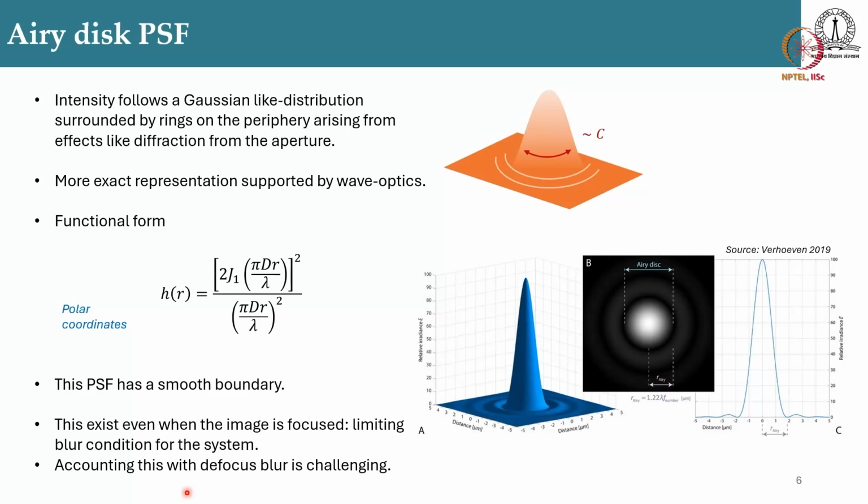The speciality of this is that it will exist even when your system is in focus. So this is a limiting condition for any system. This is the amount of blur that will always be there in your system. But if you also introduce defocus, then you have to account for both the blurring induced because of defocus and also because of this interference, that is iridescence. So then you have to have some superimposition model for that, and sometimes modeling this wave optics based, or diffraction based, PSF for such a defocused system is very challenging.